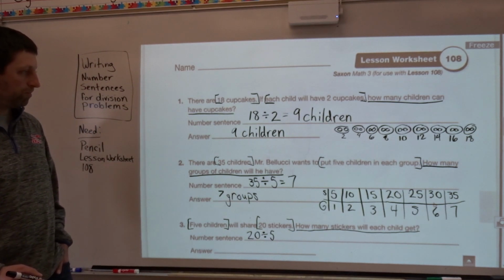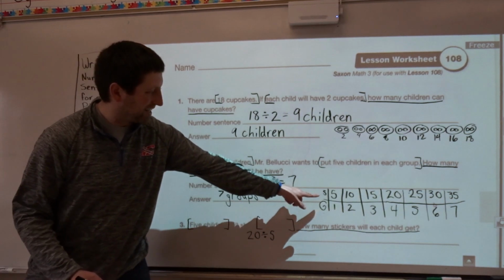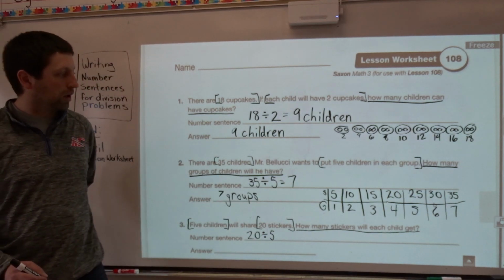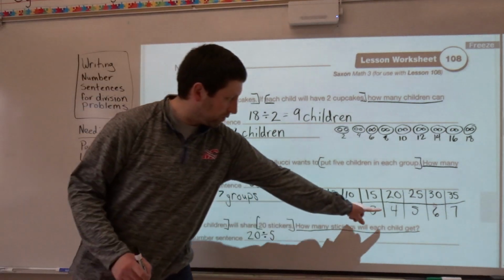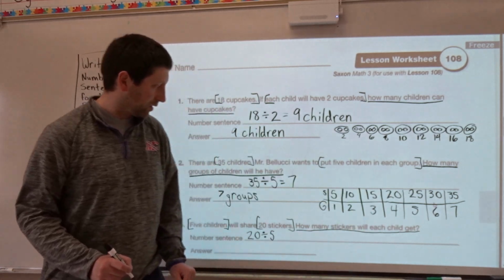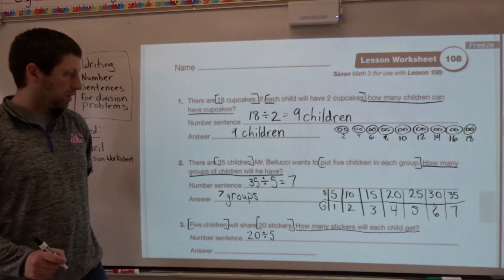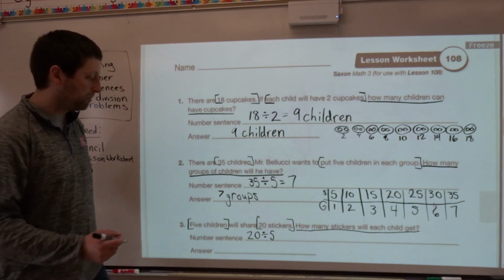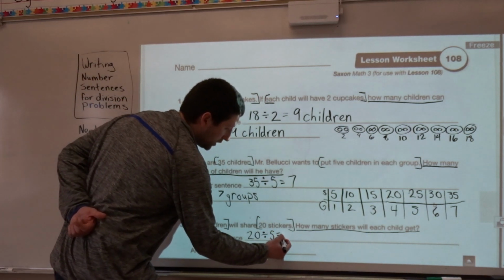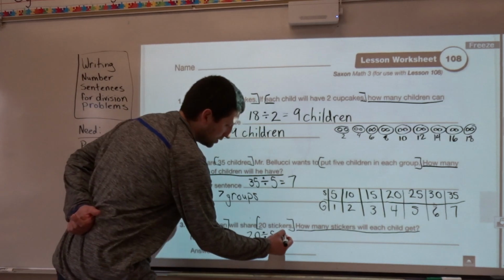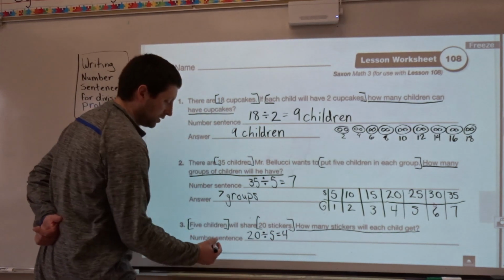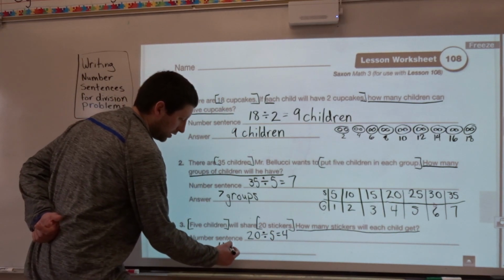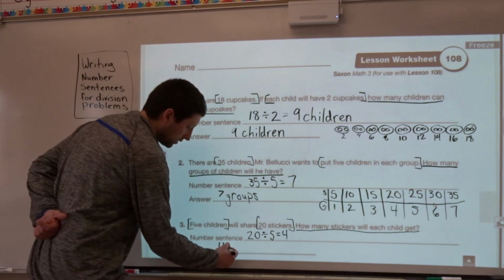Okay. And then if I go back up to my table here from before, I can see that it would take 4 stickers to get to 5 people. 20 divided by 5 is 4 stickers.